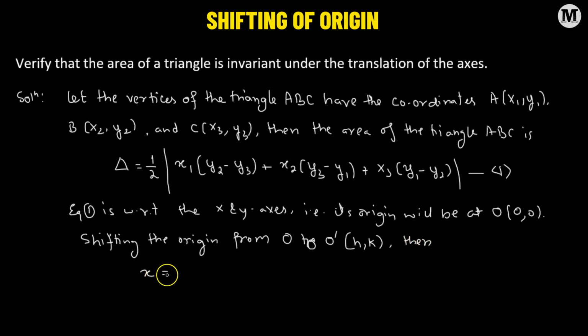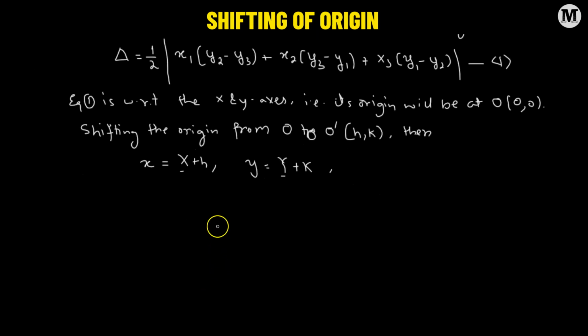Then x is going to be replaced with X plus h, and y is going to be replaced with Y plus k. Here, X and Y, represented in uppercase letters, are the new coordinates. Now we'll try to find out the area of the triangle with respect to this new axis. This is the transformation, so we're going to generalize this case. That means x1 will be equal to X1 plus h. Then x2 will be equal to X2 plus h.